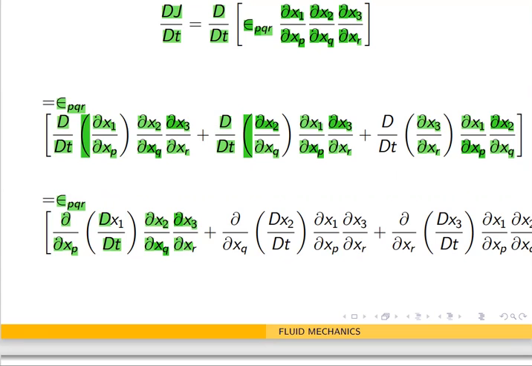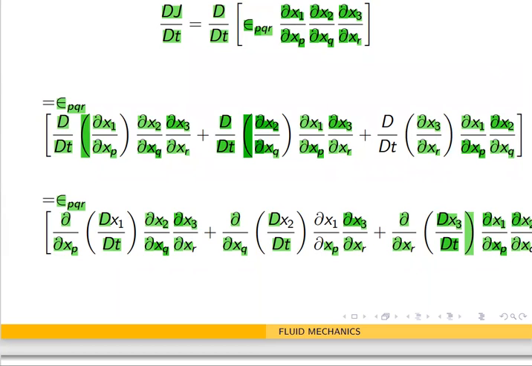Similarly, this d by dt and dou by dou xq will interchange. So dou by dou xq outside, d by dt has gone inside. Similarly, in the last term, dou by dou xr outside and d by dt inside. Interchanging the derivatives, we can do that, no? Because when you interchange the derivatives, the respective value remains the same. The remaining all are same.